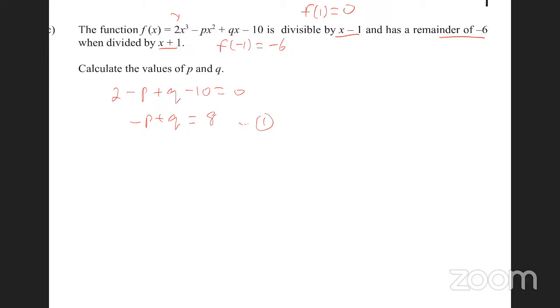And then the second equation is for minus 1. So that'll be minus 2 minus p minus q minus 10 is minus 6. So minus p minus q is equal to minus 12, positive 12, positive 6. Anybody got that? Minus p minus q is positive 6. Yeah? Now we're going to take equation 1 and 2 and add them.